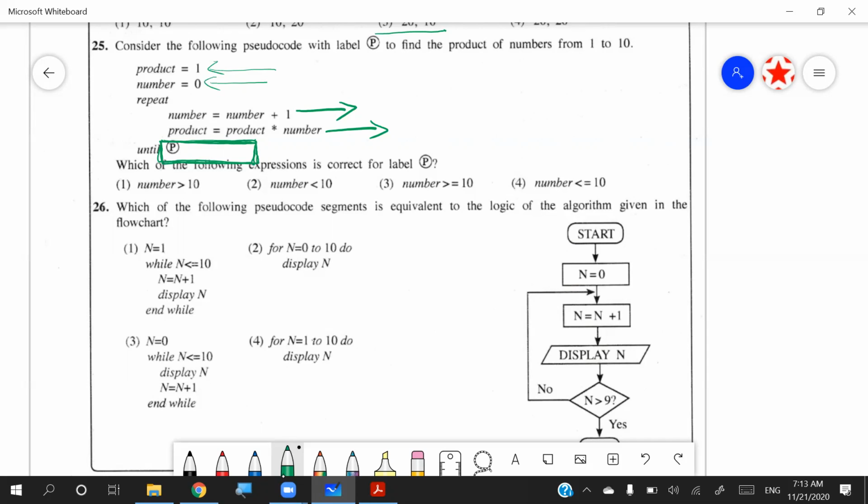What is actually happening is, the number is increasing one by one. We can understand it, right? So the product is going to be produced by multiplying the product value with the corresponding number value for that particular iteration.